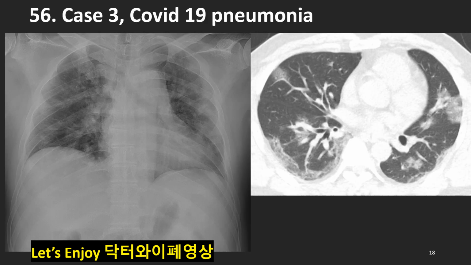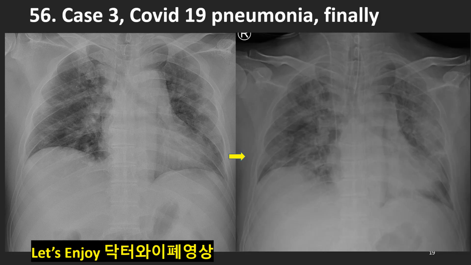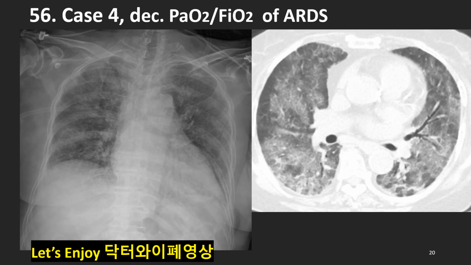This is the typical finding of COVID-19 pneumonia: bilateral, subpleural dominancy, ground glass opacity, and consolidations. We are quite familiar with these images. His course also got worse, from bad to worse, and became ARDS. Another usual finding of ARDS.